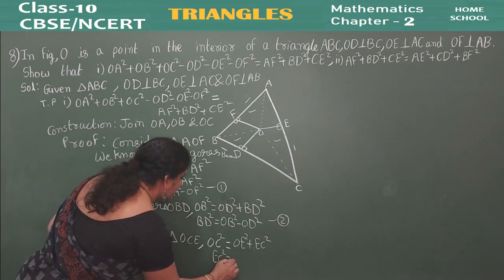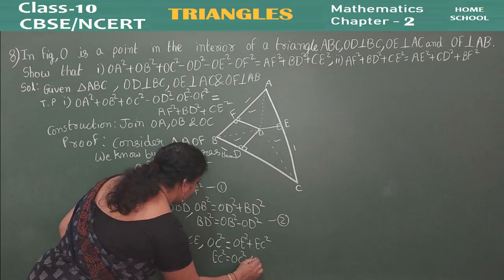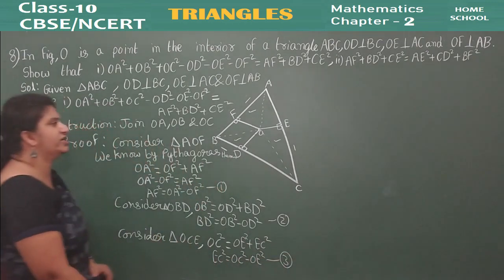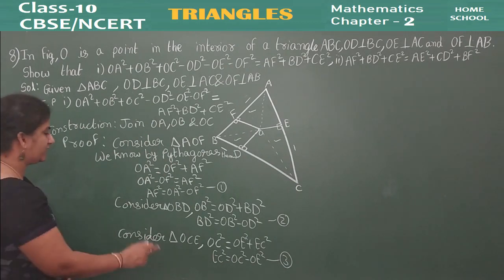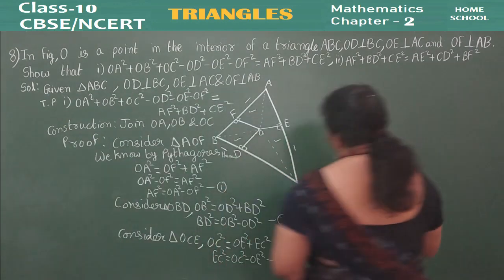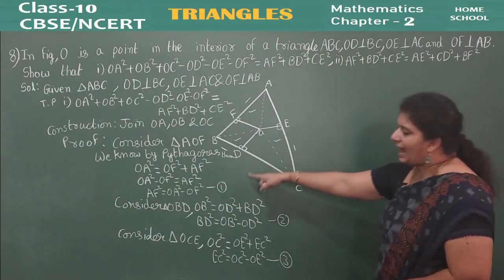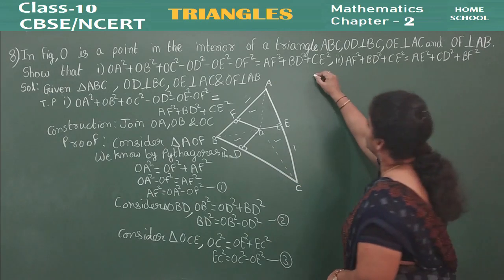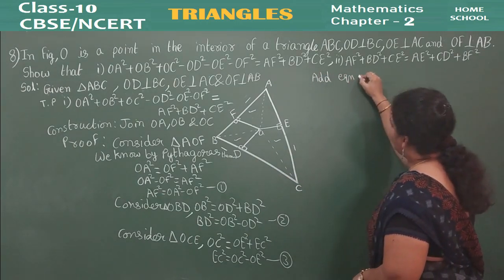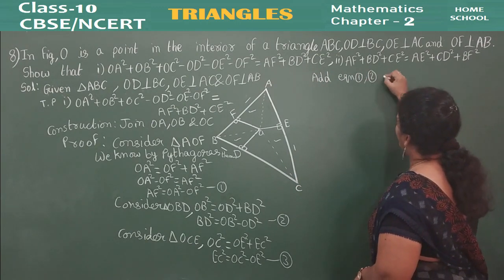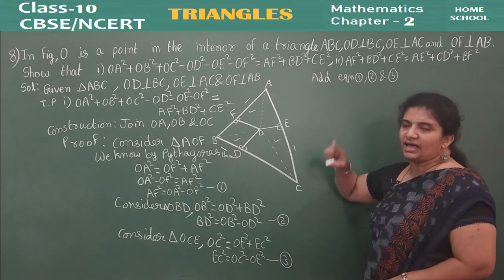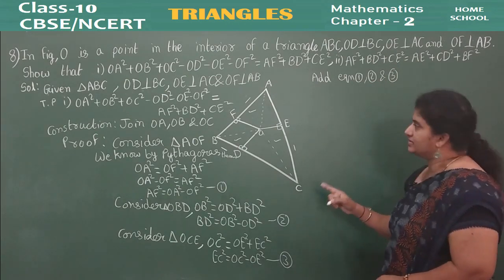EC square is equal to OC square minus OE square. Mark this third equation. Now, what we are going to do, children, here? Add these three equations: equation 1, 2 and 3. How are you going to add? LHS with LHS side, RHS with RHS side. You are going to add this.